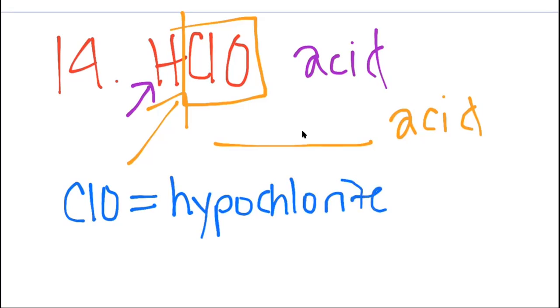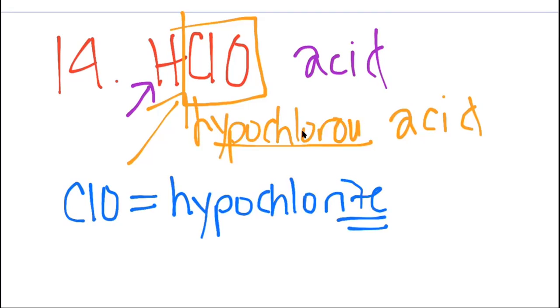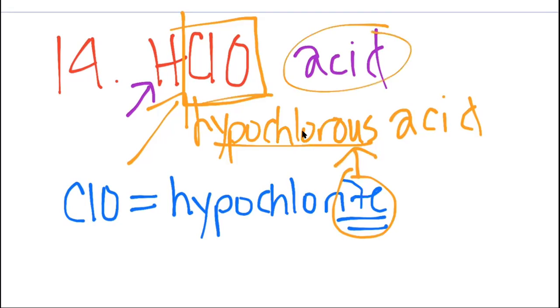So that means the name of the acid is going to be hypochlor. Now, instead of ITE, if I look at my flow chart, it says if the polyatomic ion ends in ITE, then my acid ending is going to be OUS. So the ITE changes to OUS. And so this one would be hypochlorous acid. So again, here my answer is acid and then hypochlorous acid for the second part, for the actual name.